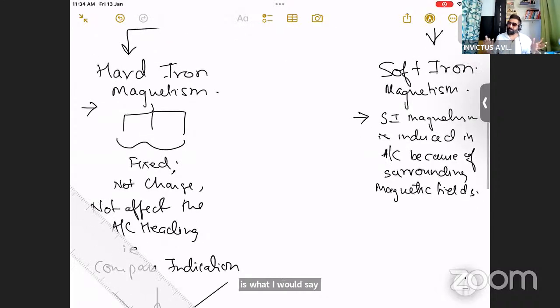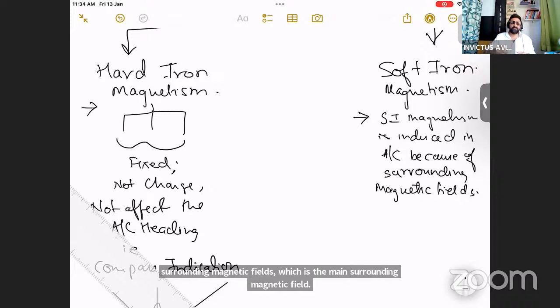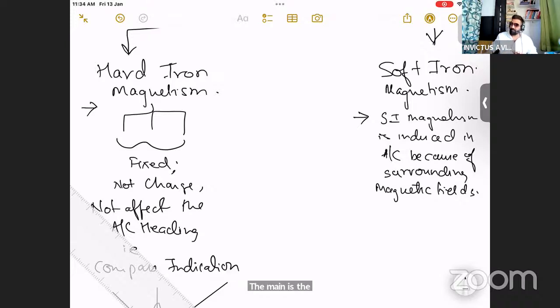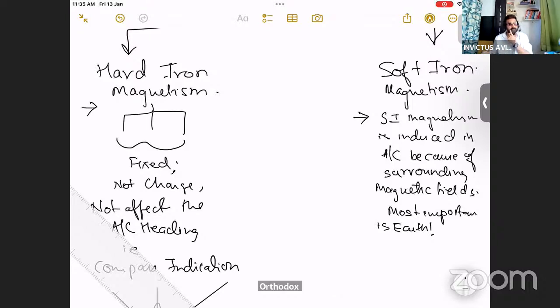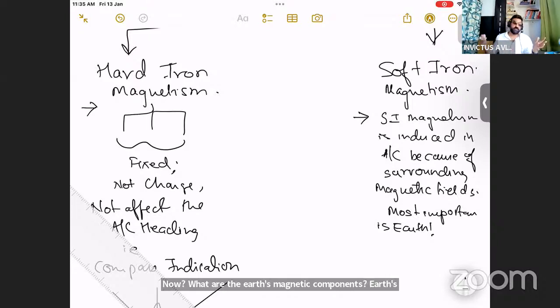So, soft iron magnetism is induced in aircraft because of surrounding magnetic fields. Which is the main surrounding magnetic field? The main is the Earth's field. Most important factor is Earth itself. Now, what are the Earth's magnetic components? Earth's magnetic field components: horizontal and vertical.